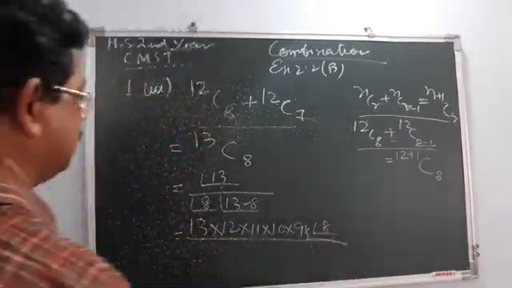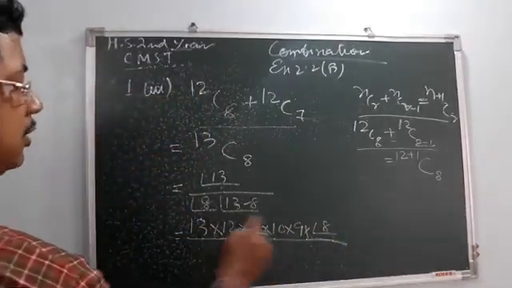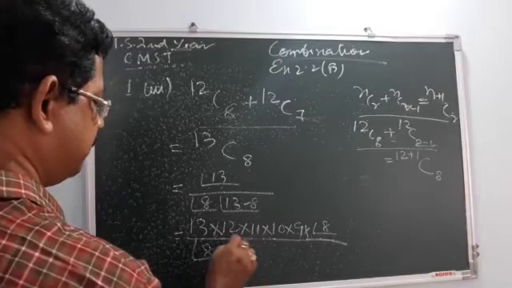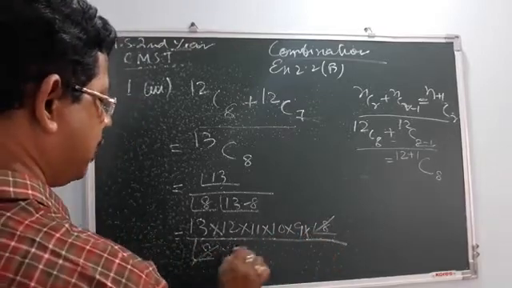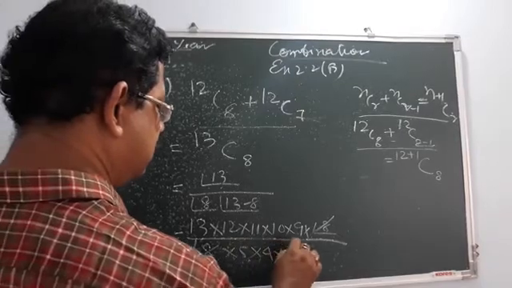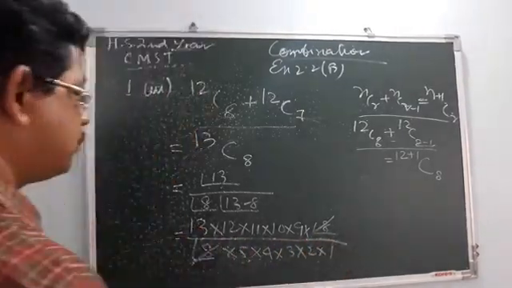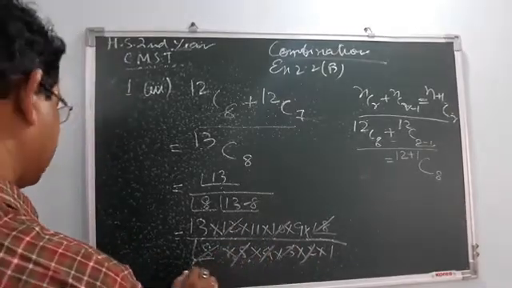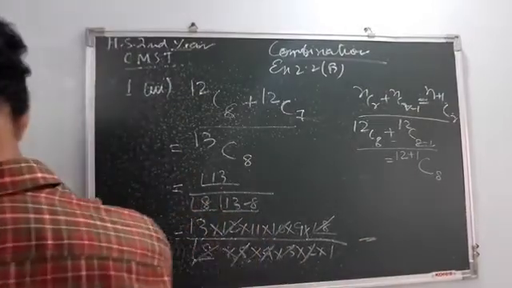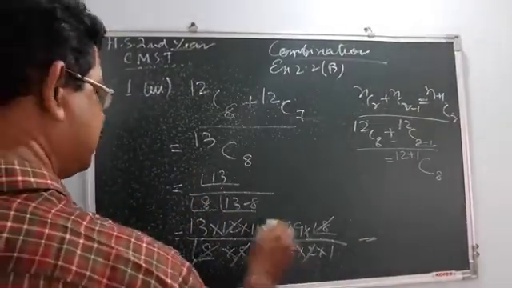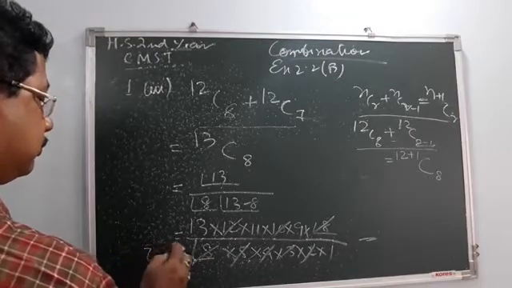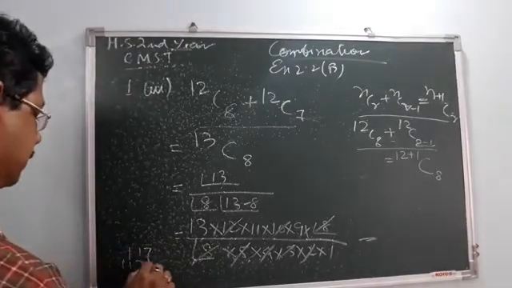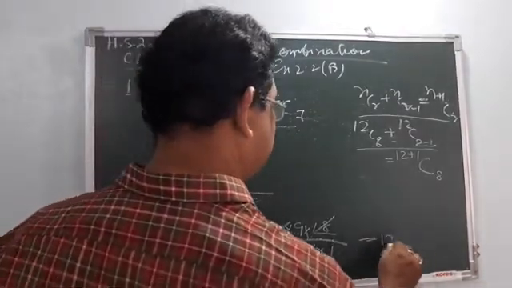See, I have written this one: 8, 9, 10, 11, 12, 13 and here factorial 8, factorial 8 and here factorial 5. These cancel. Factorial 5 also I want to break, 5 into 4 into 3 into 2 into 1. So now see that 5 into 2 is 10, 4 into 3 is 12. So the answer comes from these values, and if we multiply, it is 117 into 11, 117, so it is 1287.